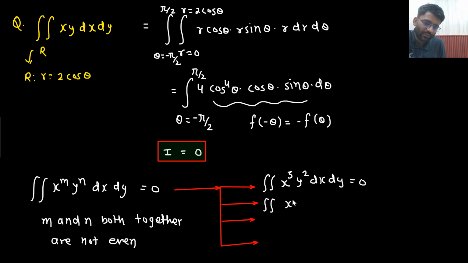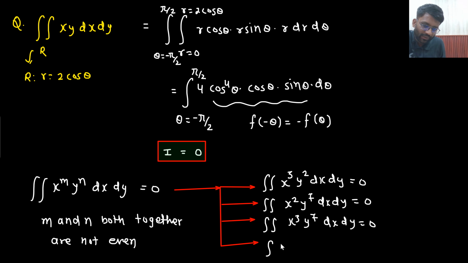You calculate x to the power 2, y to the power 7 dx dy. One is even, the other one is odd, so it will come out to be 0 only. You calculate x to the power 3, y to the power 7, both are odd, it will come out to be 0 only. You calculate x to the power 4 and y to the power 8, both are even. This may be 0, might not be 0. So can't comment.